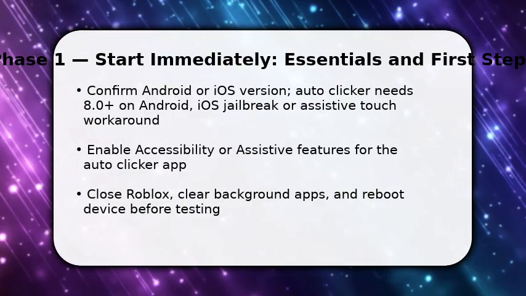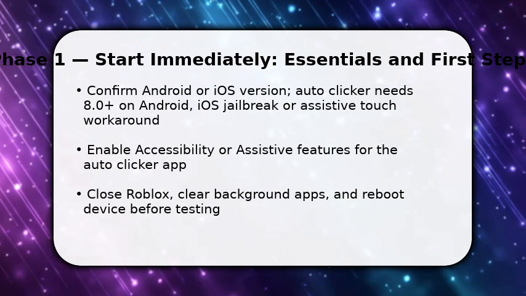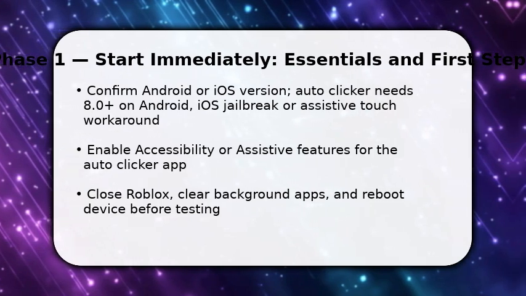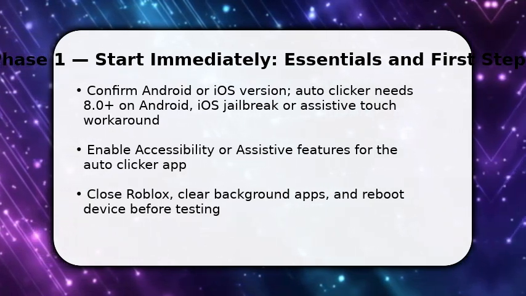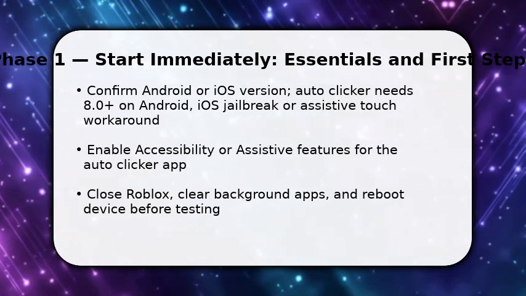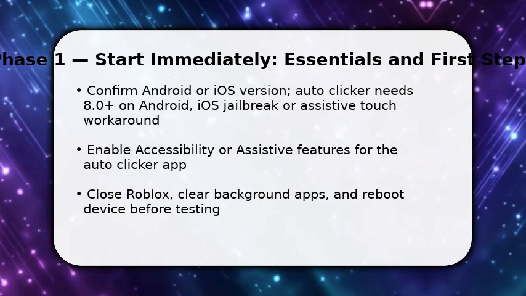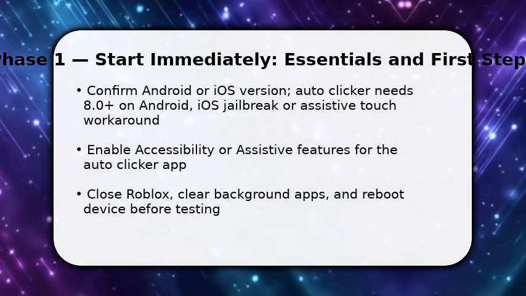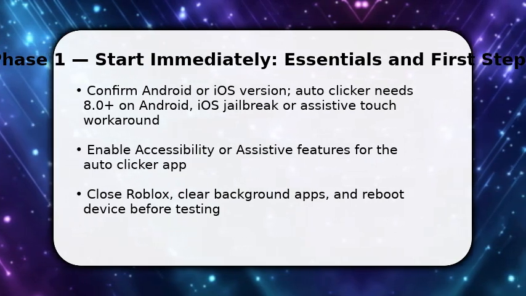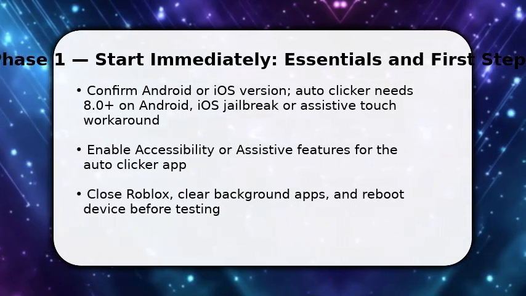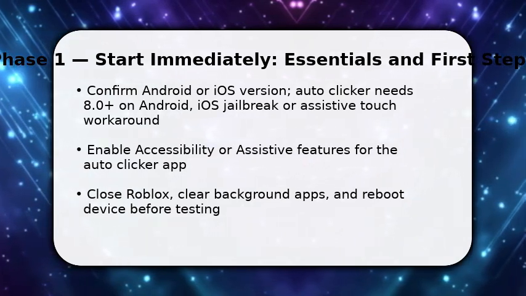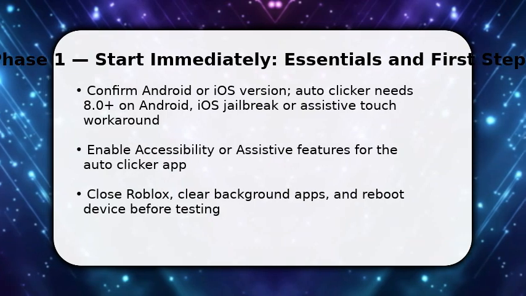You start by preparing the phone, check the OS level, and grant the auto clicker accessibility or assistive permissions so it can simulate taps. Once done, make sure Roblox is fully closed and reboot the device to clear conflicts. You should also disable battery savers and game boosters temporarily because they throttle background input. These steps let the auto clicker control touch events reliably. Do them now so the app has permission and system resources before moving to configuration.